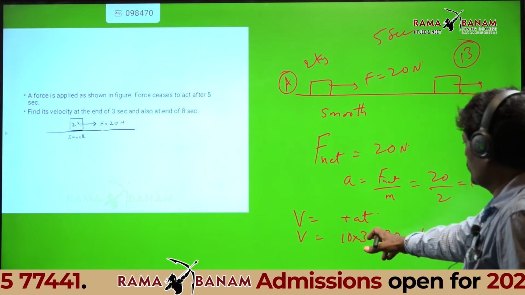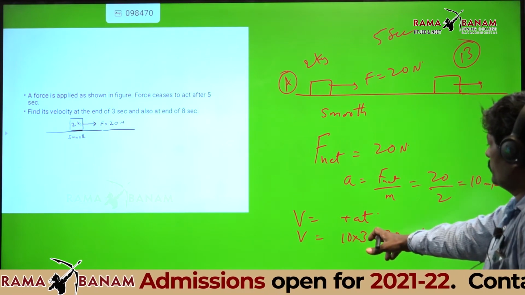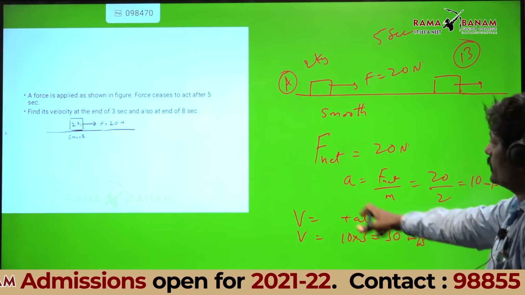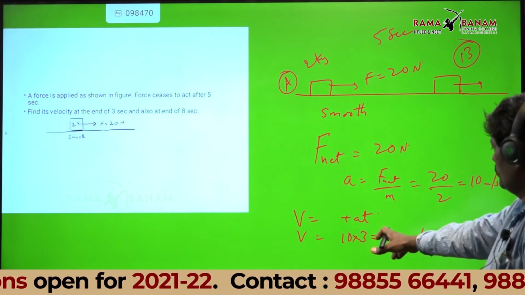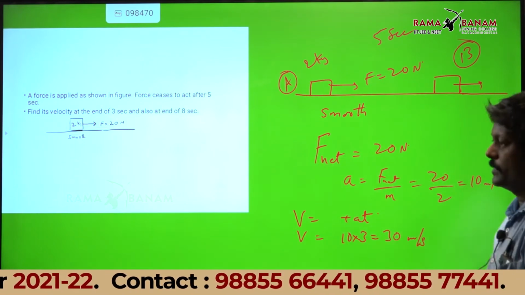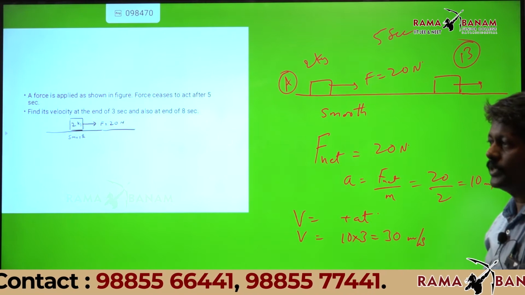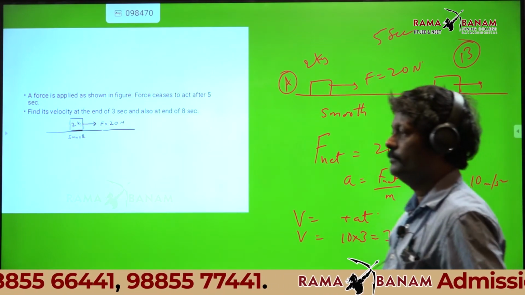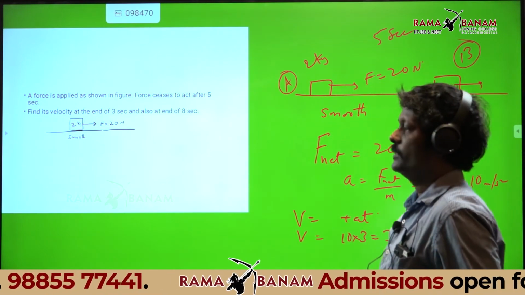So at, a is how much? 10. t is, at the end of 3 seconds, 3. Therefore 30 meters per second. So what is the velocity of the body at the end of 3 seconds? 30 meters per second.